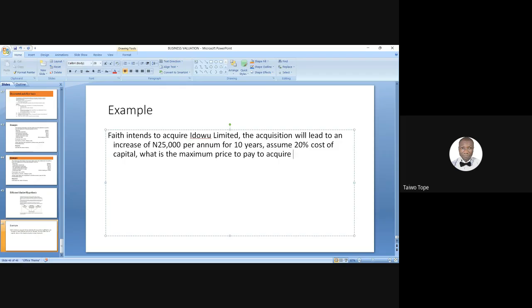So assume 20% of cost of capital. What is the maximum price to pay to acquire Idowu?